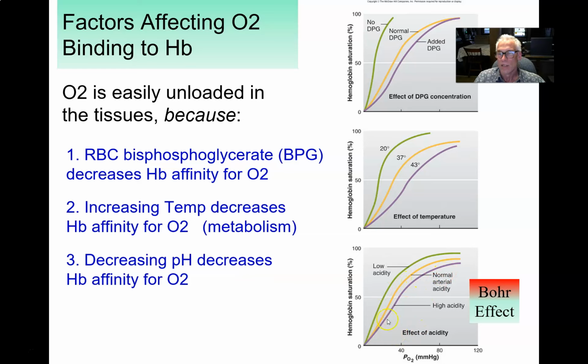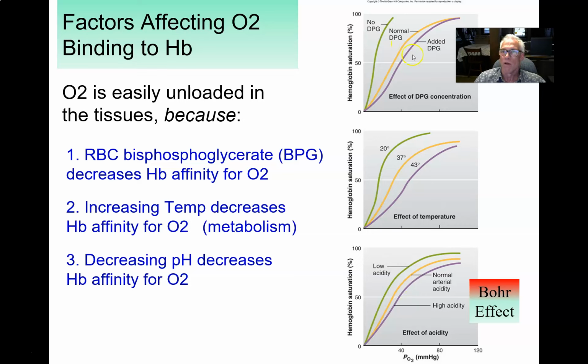So in this purple line again here, as we go into the tissues, it's the same effect. If we had a certain amount of saturation of oxygen on the hemoglobin at a particular partial pressure, and then we acidify things, we drop down. We have a lower saturation at that same partial pressure. So as we acidify things in the tissues, oxygen comes off the hemoglobin.